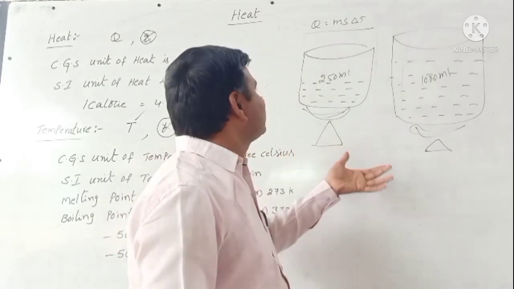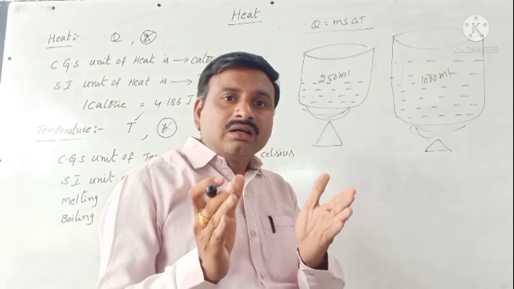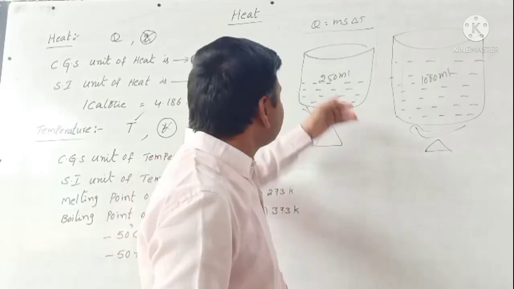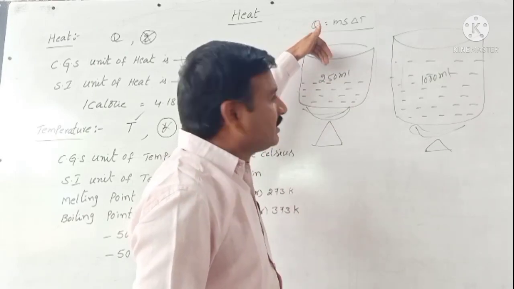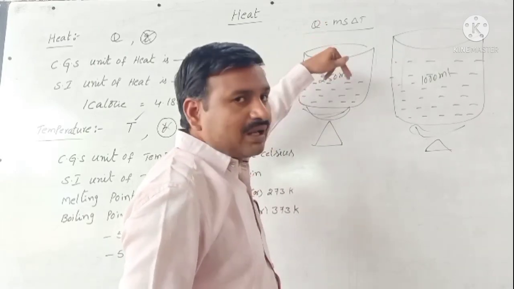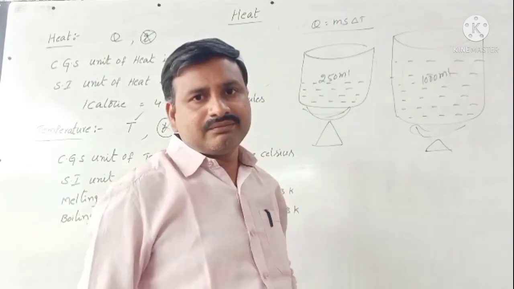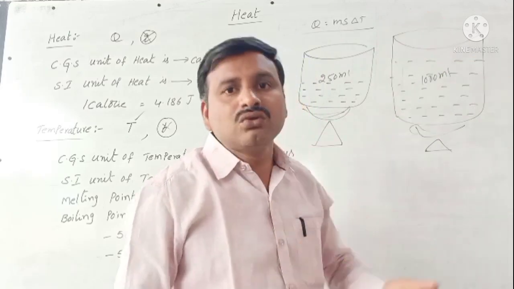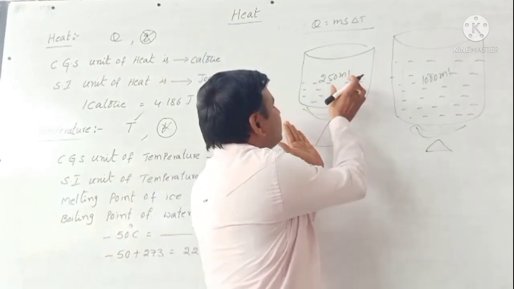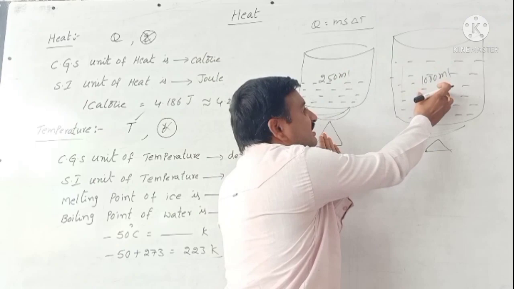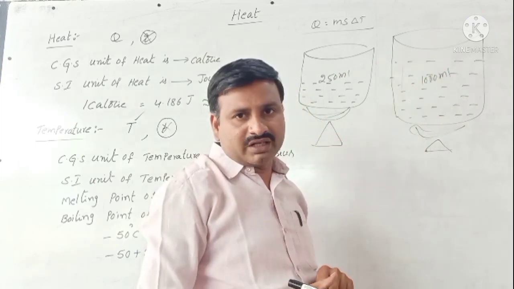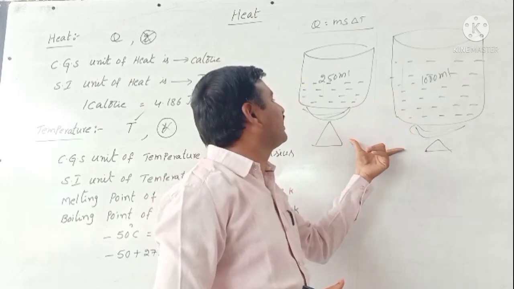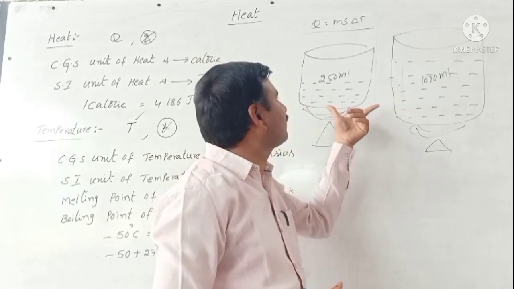After 5 minutes, we observe which one heats fast and which one heats slowly. When you touch beaker A, the first beaker with 250 ml of water, you feel hot. With the 1000 ml of water, we feel cool. Why? This one has a small amount of water, but this one has a greater amount of water, and both are given the same amount of heat.